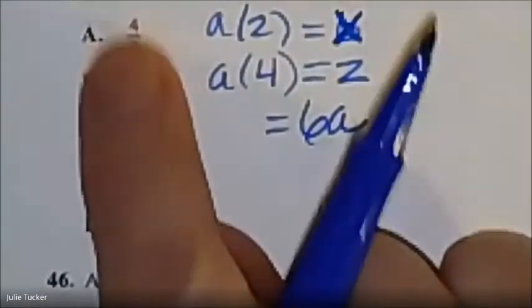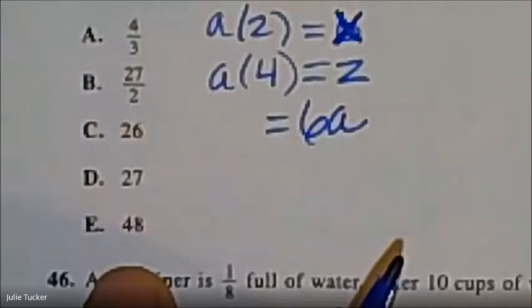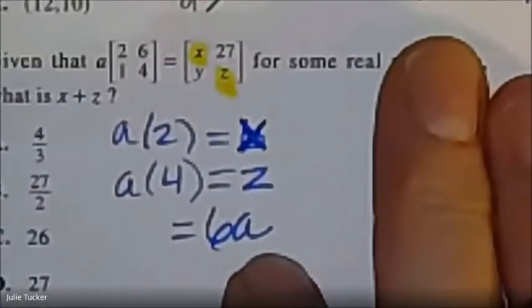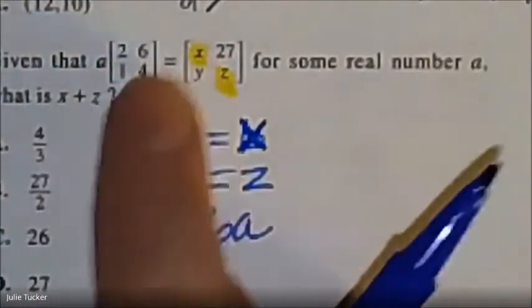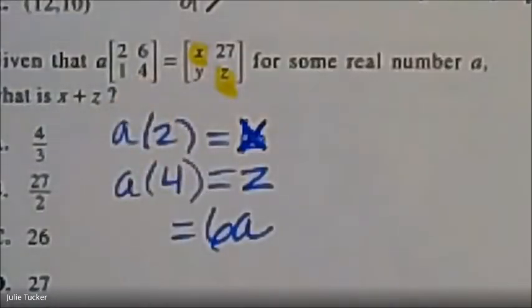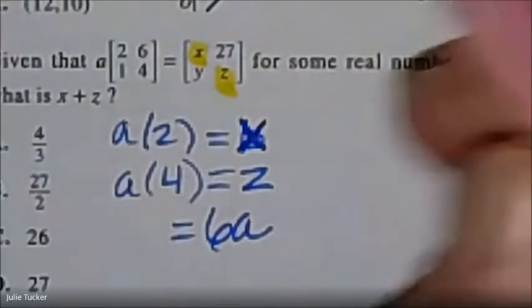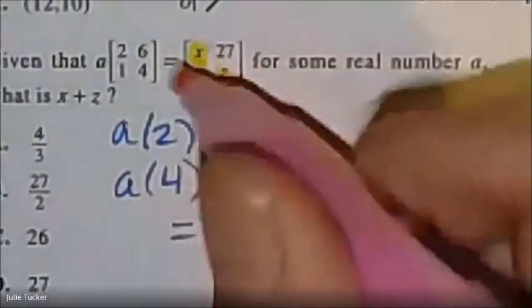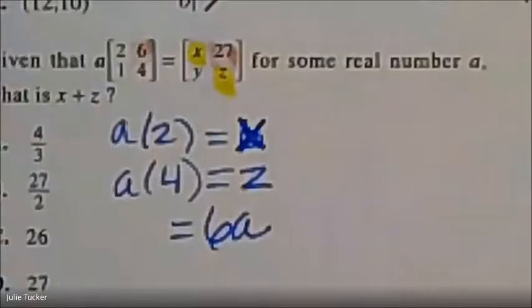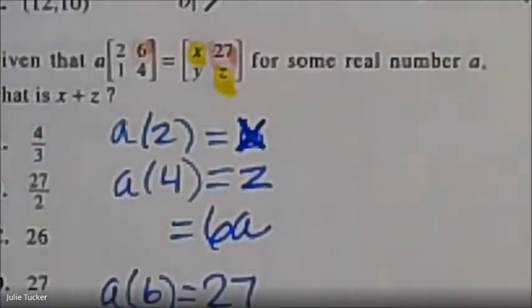Because look, they gave us just numbers. So here's the trick. Don't you have a problem that you can set up inside of here that you can find the exact answer to? Yeah. Do one of the ones that doesn't have a variable. The only one that doesn't have a variable is right there. Yeah. So A times 6 is 27. So how can I solve for A?